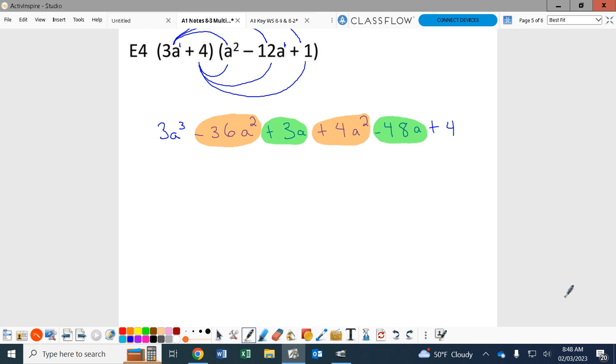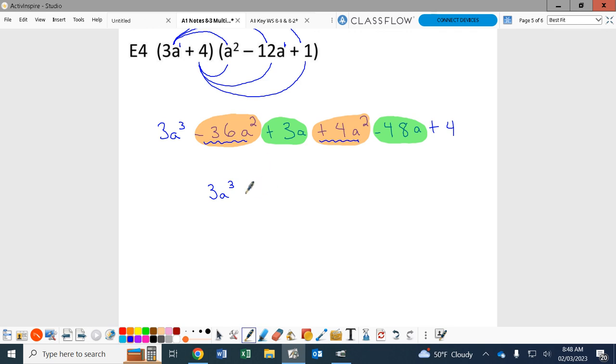Okay, you go from the highest power down to the lowest. Since there's nothing to combine with this, you write it out in front. The 3a to the third power goes out in front, does not change, does not do anything. Because these both have a square on them, you're going to use your calculator and find out what is negative 36 and positive 4.